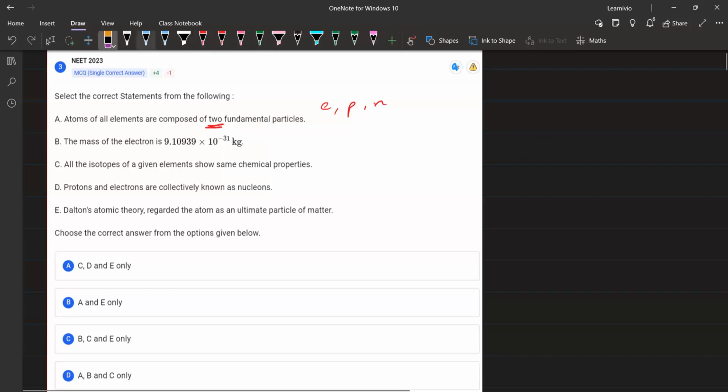Electrons, protons, and neutrons. There are three fundamental particles. So the first statement is not right. It is incorrect. What about the second statement? This is correct. This is completely factual data. If you know it, you know it. If you don't know it, then you don't know.